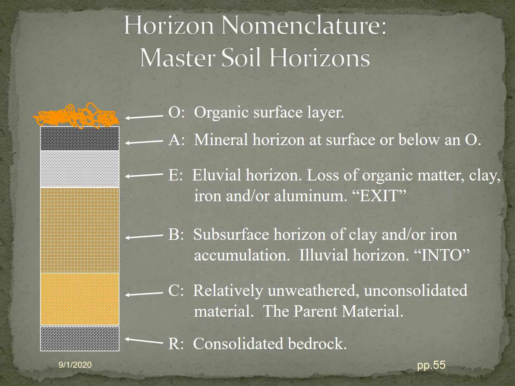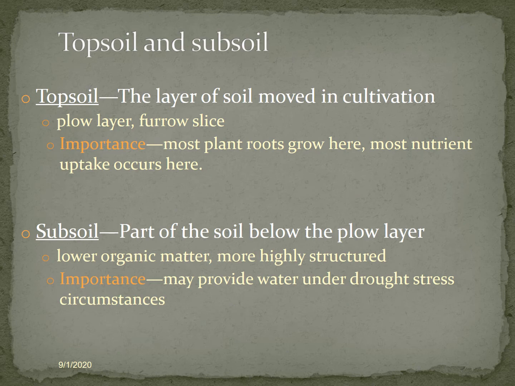So for example, we learned about organic surface layers, and we learned about A horizons and E horizons and B horizons and C horizons and R horizons, but now we're going to learn about the additional letters that we can add to this to indicate, for example, what is accumulating in the B subsurface horizon. Is it clay? Is it iron? There are subsurface designators that we add to this to help us understand.